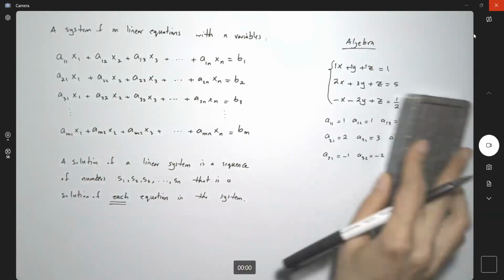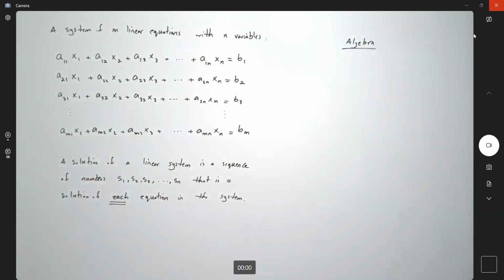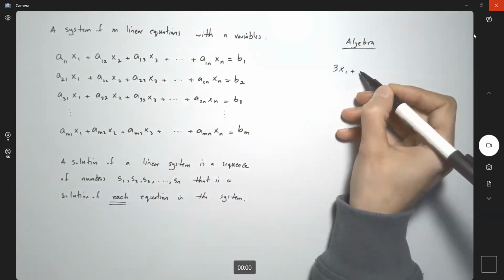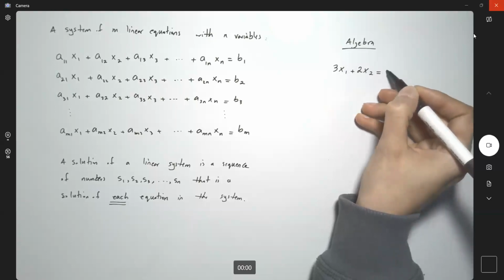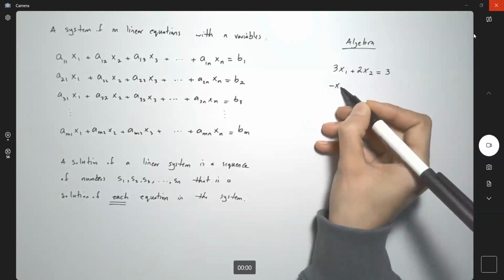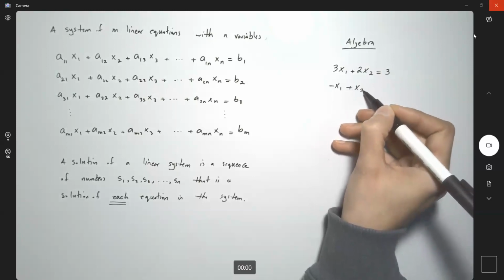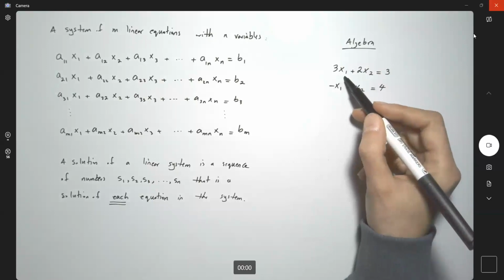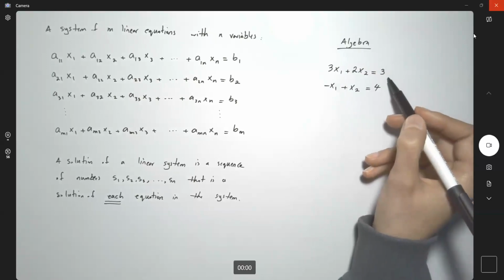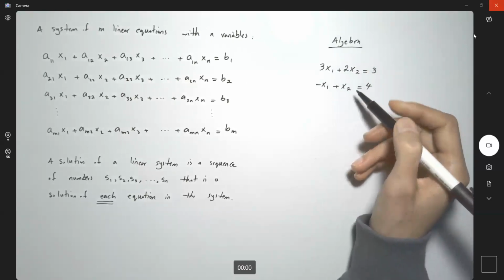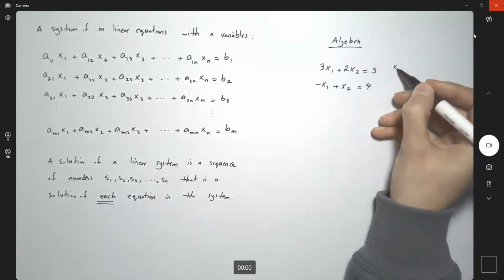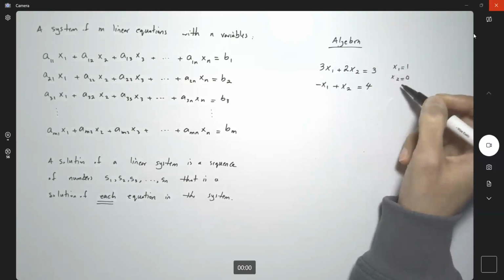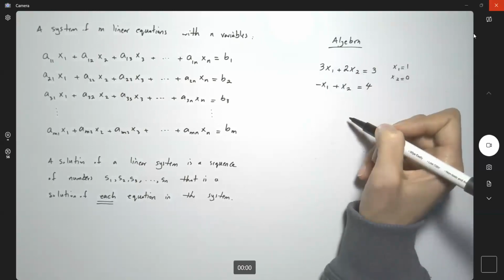For example, take a look at this system. Here you have 3x sub 1 plus 2x sub 2 equals 3, and you have minus x sub 1 plus x sub 2 equals 4. Well, if you just solve the very first equation without considering the second equation, you might say that, hey, x1 equals 1 and x2 equals 0 is a solution for the first equation.